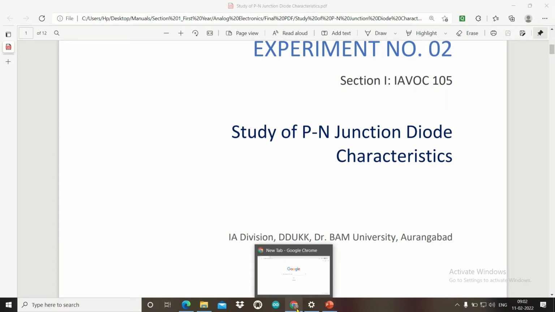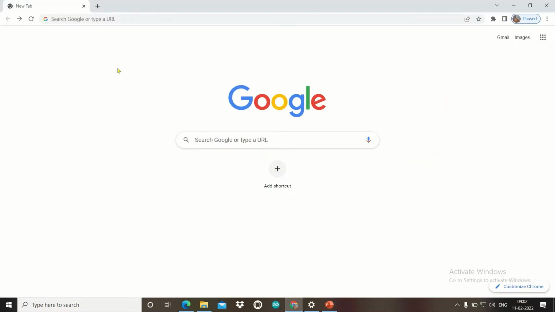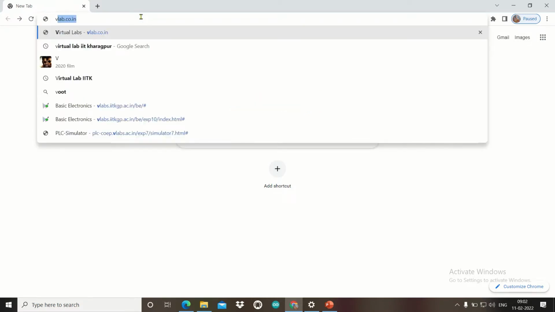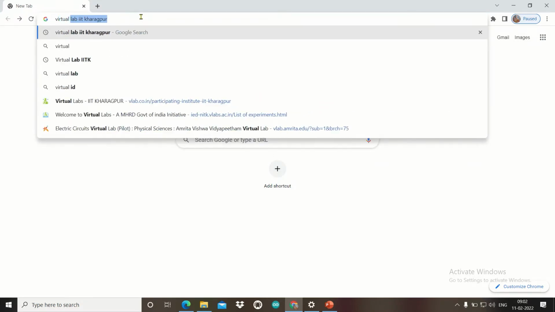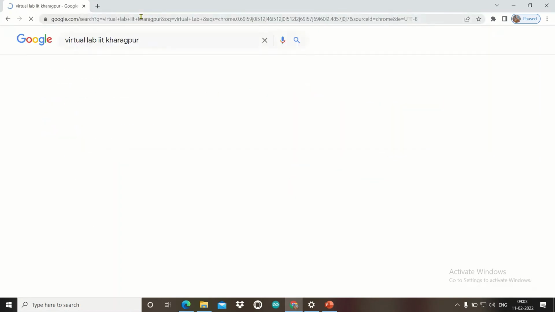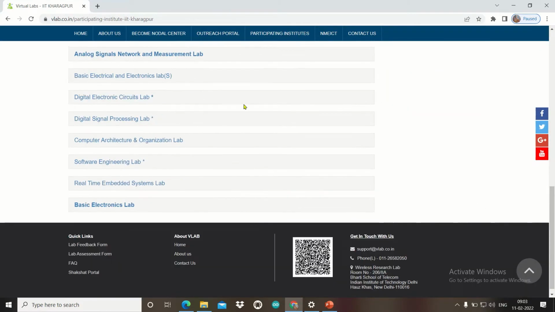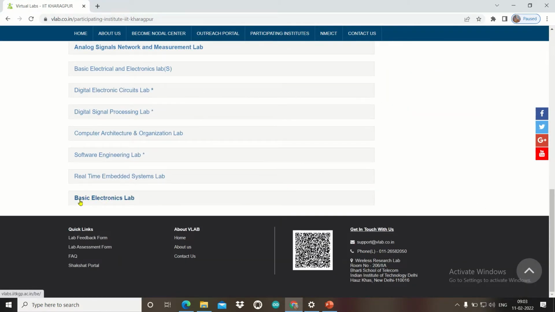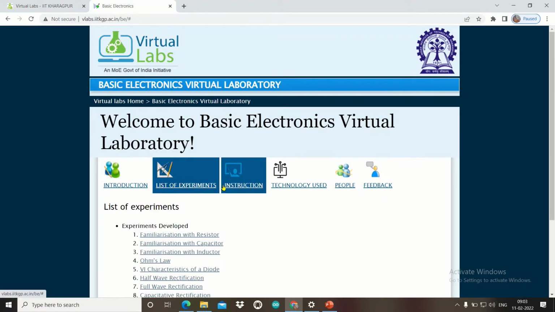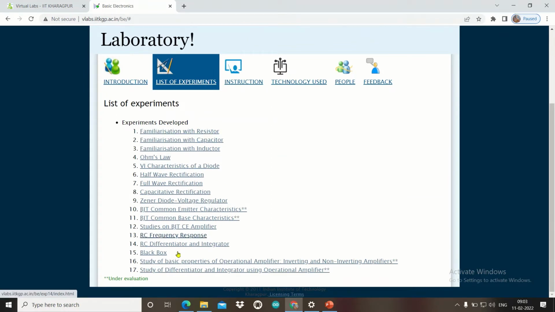In order to go for this simulation, you definitely need an internet connection, and then you write: virtual lab. You can see the virtual lab IIT Kharagpur is already in my menu. You click it, and at the very end you will find the basic electronics lab. You click over there and find the list of experiments. There are 17 different experiments that you can perform.